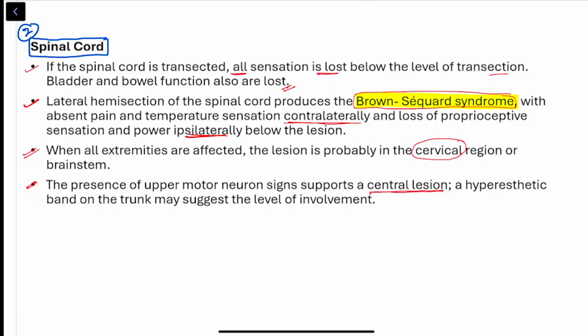A hyperesthetic band on the trunk may suggest the level of involvement. There will be a tightening sensation at some level in the trunk, in the chest. Depending on the level of the lesion in the spinal cord, you will be able to appreciate a band on the trunk. Very important. It is asked many a time in the practicals where the band is tied, the sensation of a band being tied, that you will be able to appreciate in case of a motor neuron lesion.